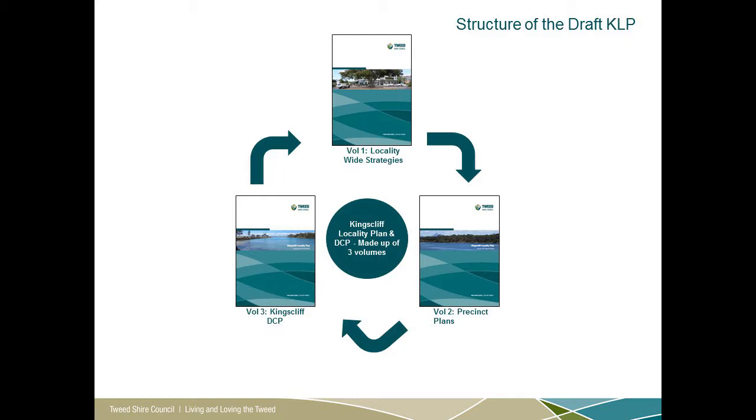We also need to recognise that whilst this is a community plan, there are state government influences. Specific to the Tweed and the North Coast is the North Coast Regional Plan. It's a state government document. It identifies some of the key actions, one being that regional and local plans are to be developed. So the Kingscliff Locality Plan is our plan, our strategic plan for this locality.